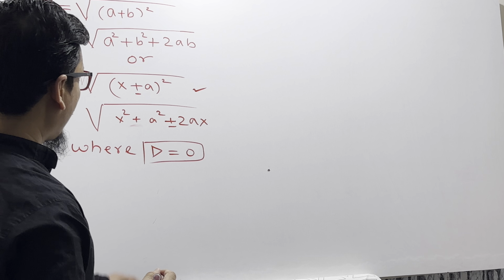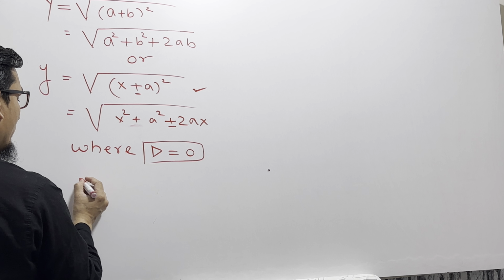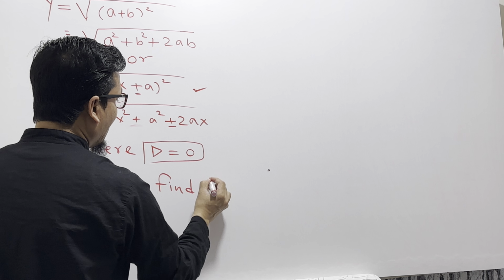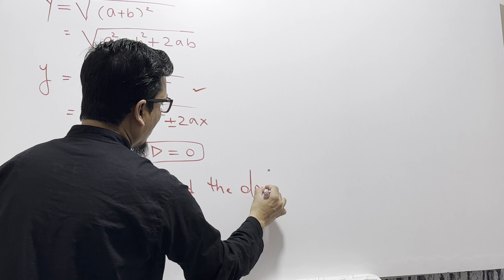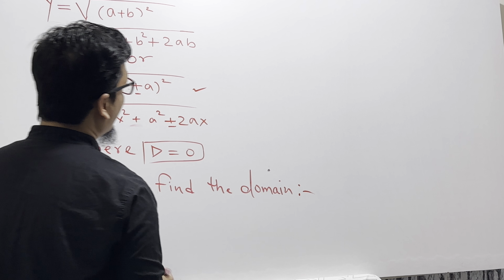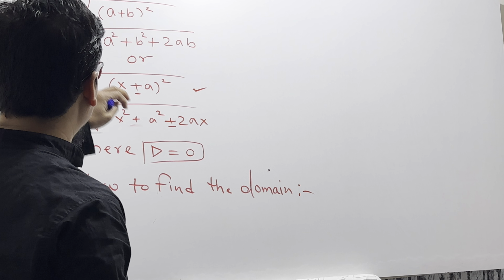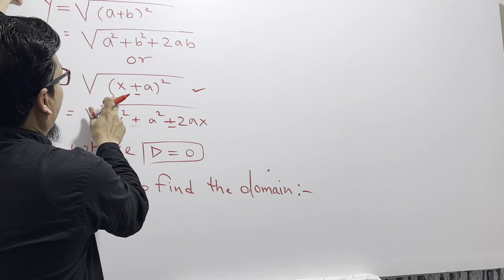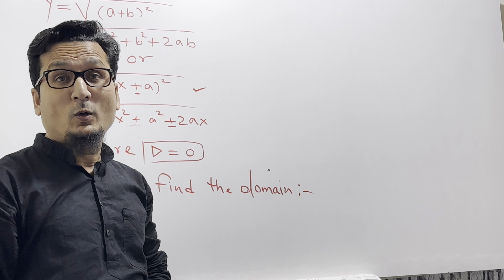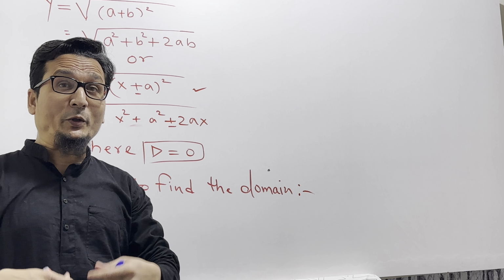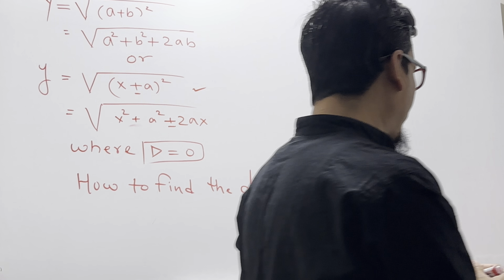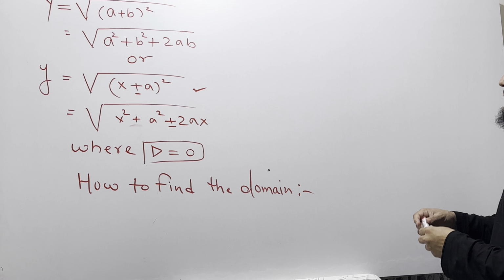then how to find the domain of this one? This is a very important lecture. So if you have an equation like this one, y is equal to (x plus or minus a) whole square, and you have to find the domain, what method are you going to apply, and what do you know about such equations, right? I don't know whether you know about it or not, but here I'm going to tell you.